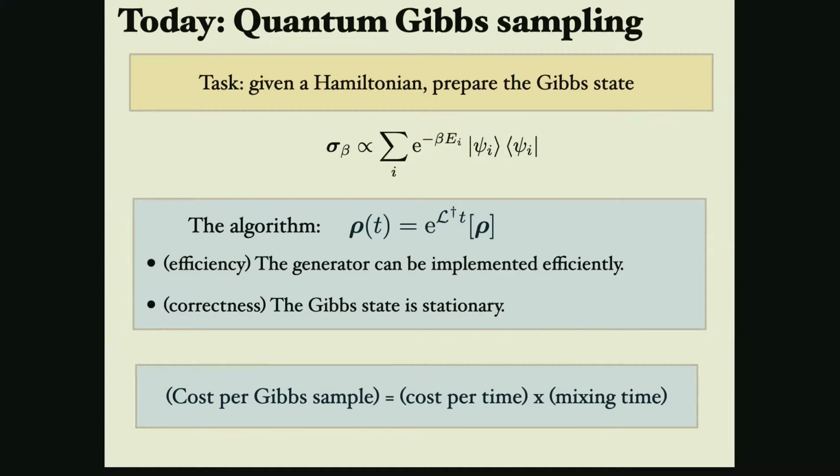Right, so let me just quickly summarize. Today we did an algorithm that prepares a Gibbs state in Monte Carlo fashion. It satisfies the two desirable features of Monte Carlo: efficient and correct. And I have not talked too much about uniqueness, but in practice it's quite important. And the cost is just the mixing time.